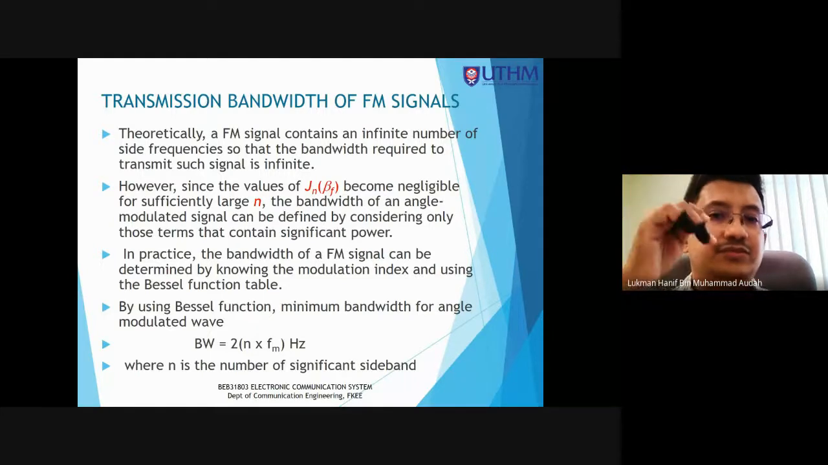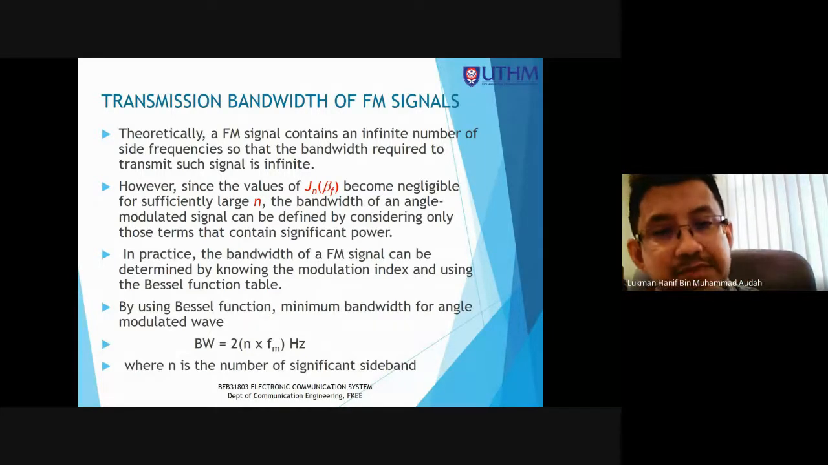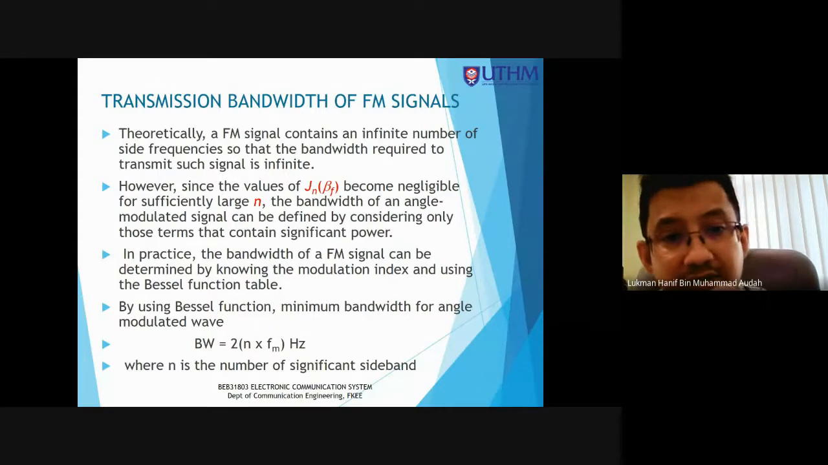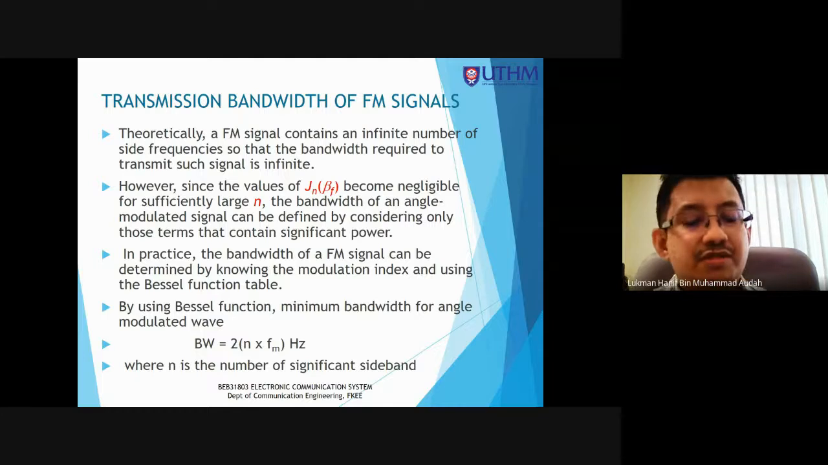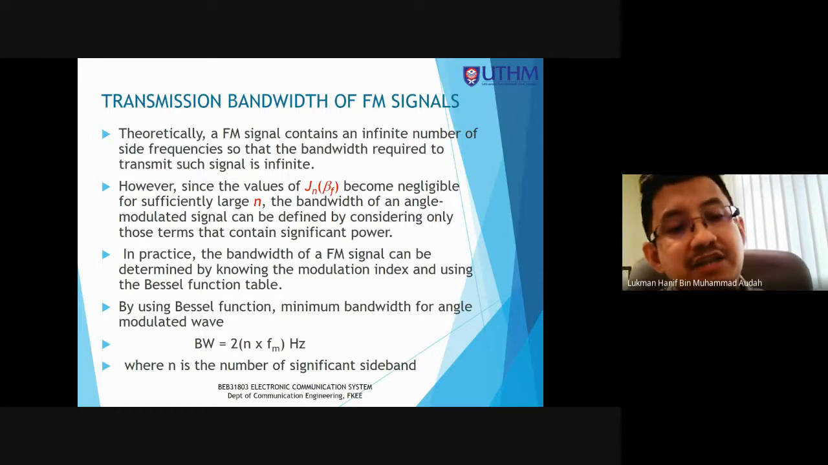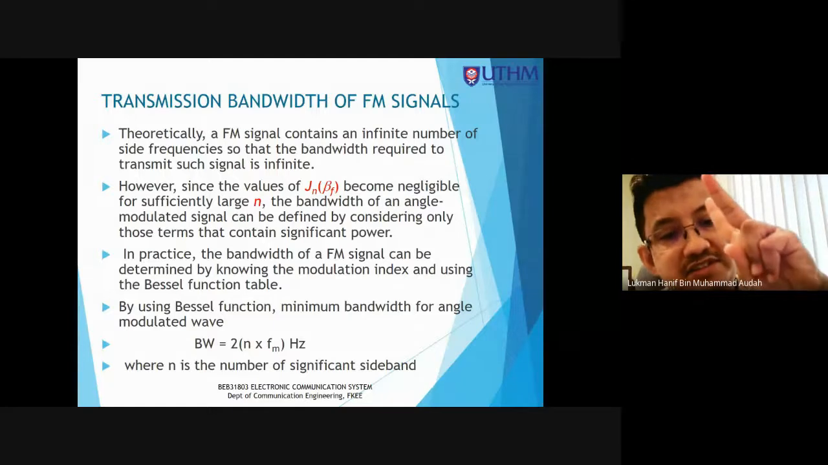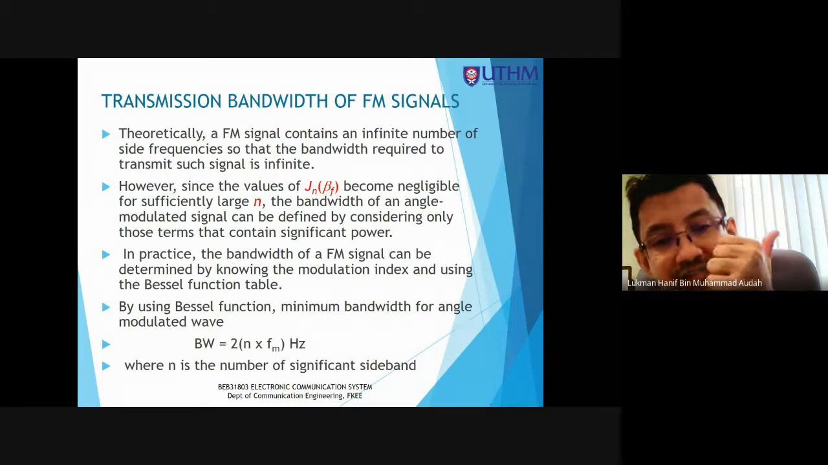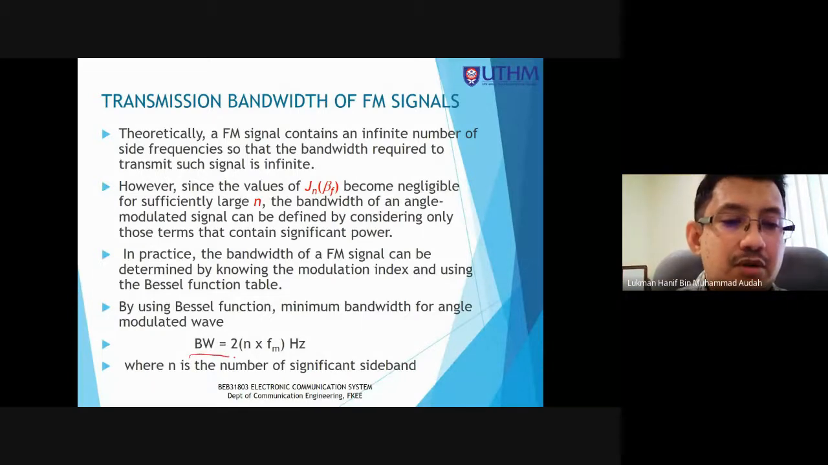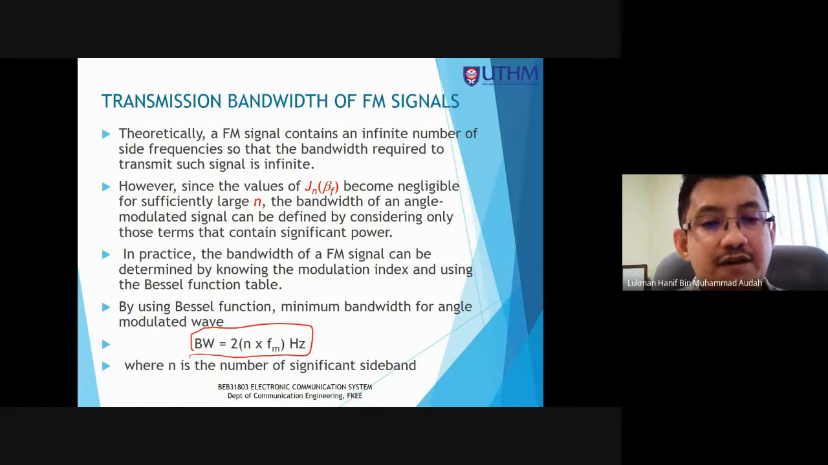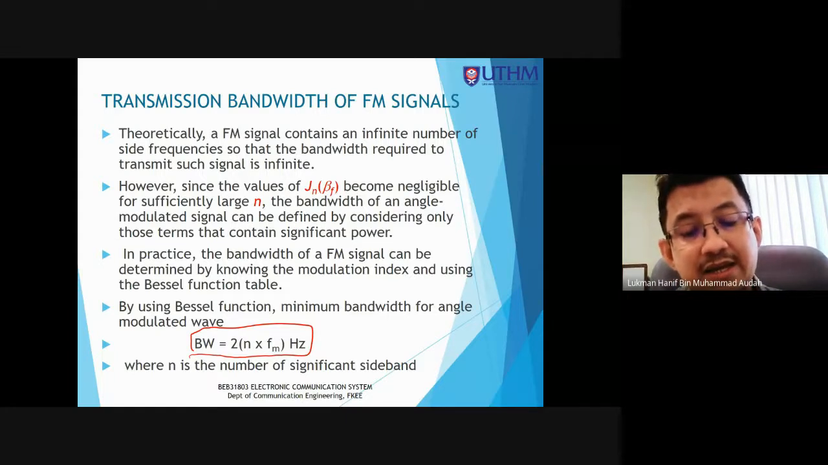Next, transmission bandwidth of FM signal. Ini dia. Macam mana nak tentukan nilai bandwidth for the wideband FM? Okay, so the bandwidth of wideband FM can be determined using two methods. The first method is using a Bessel function. Method pertama untuk menentukan bandwidth menggunakan Bessel function. So it is equal to 2 times N FM. 2 kali N FM dalam sebutan Hertz.